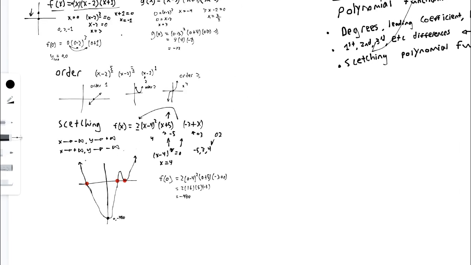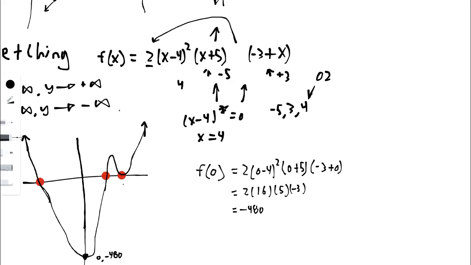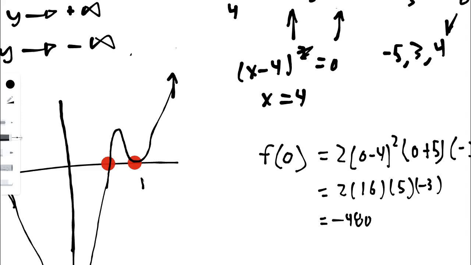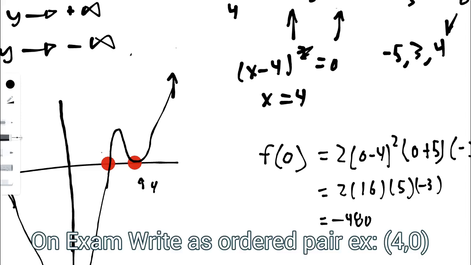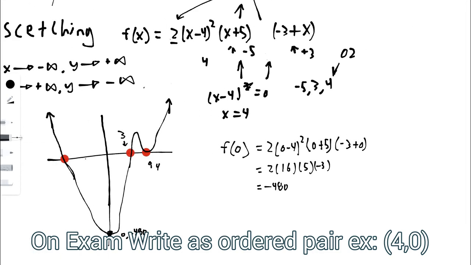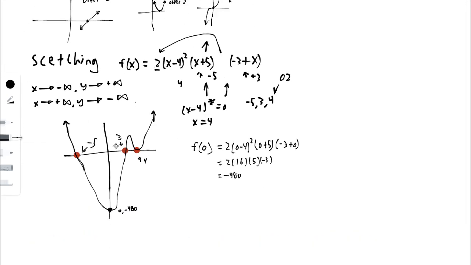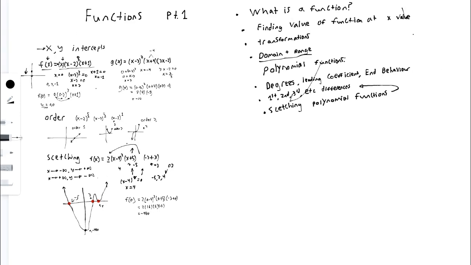And then, of course, also label these points as well. So you just want to point out that that's 4, that's 3, that's -5, so just make sure you're doing that so your teacher knows. Okay, so that's sketching polynomials. I have one more thing, which I'll skip right ahead to.